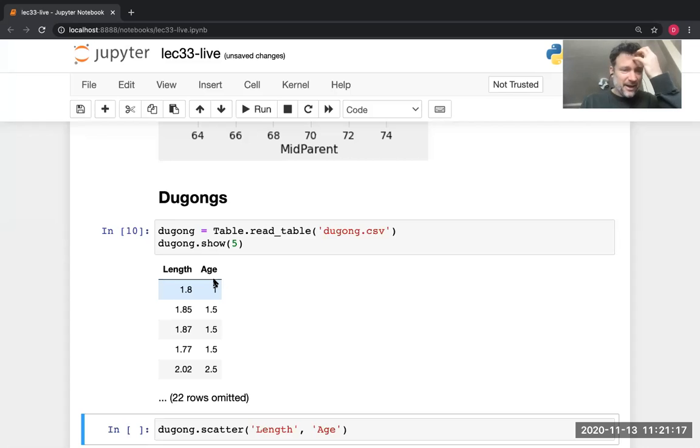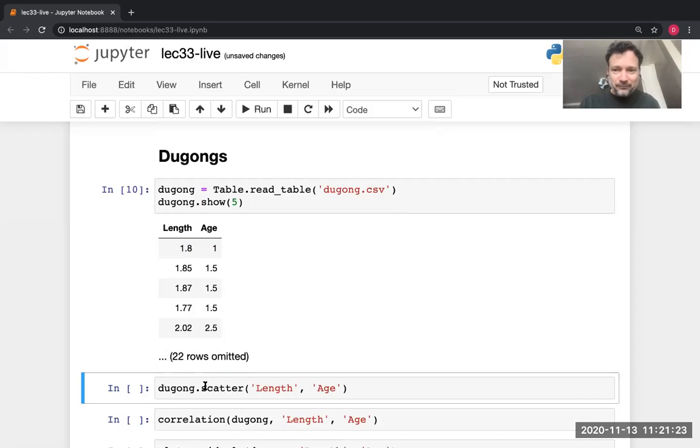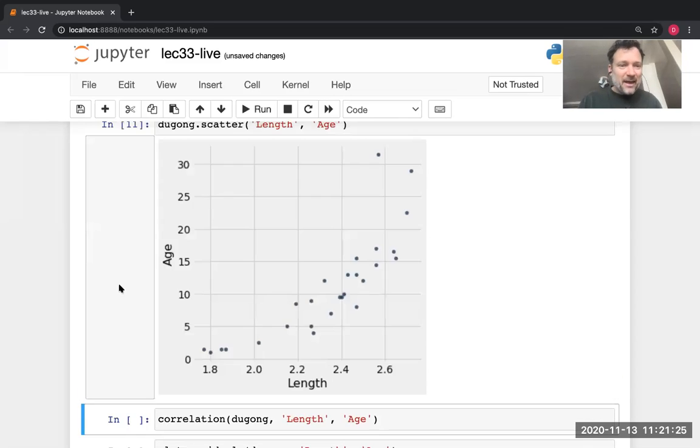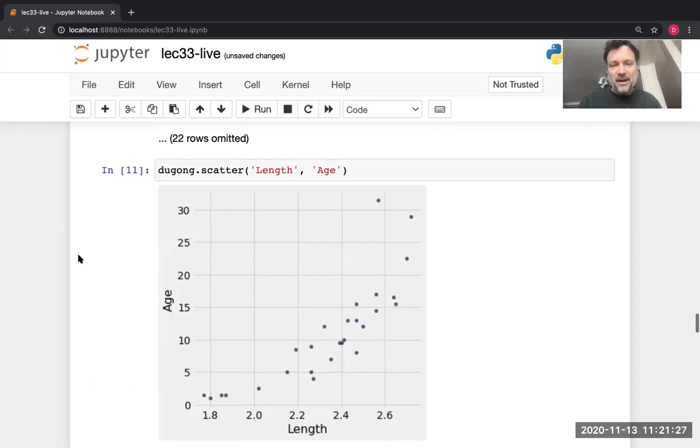Okay, so this data set has the length of a variety of dugongs that the scientists encountered and their age. So we're going to look at how they grow as they get older. We're going to start by just visualizing the data, look at the scatter plot.